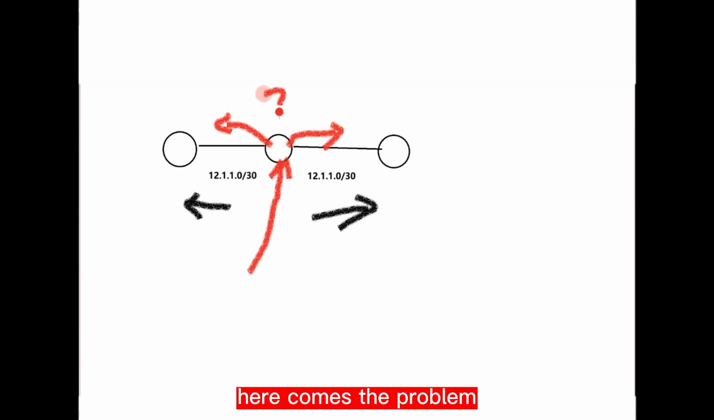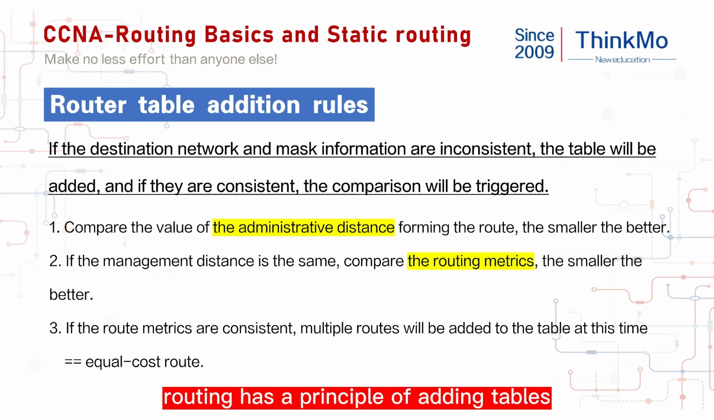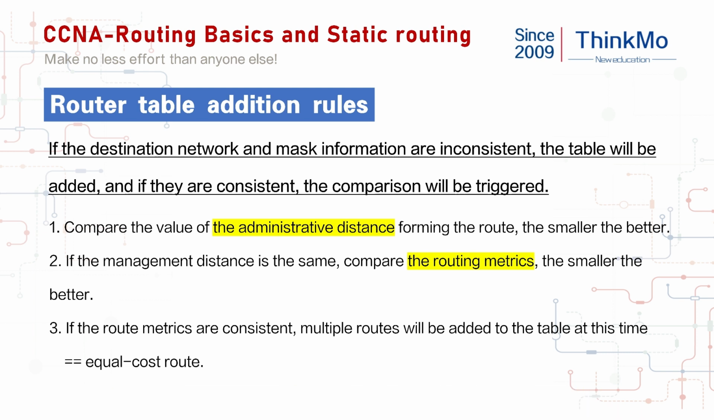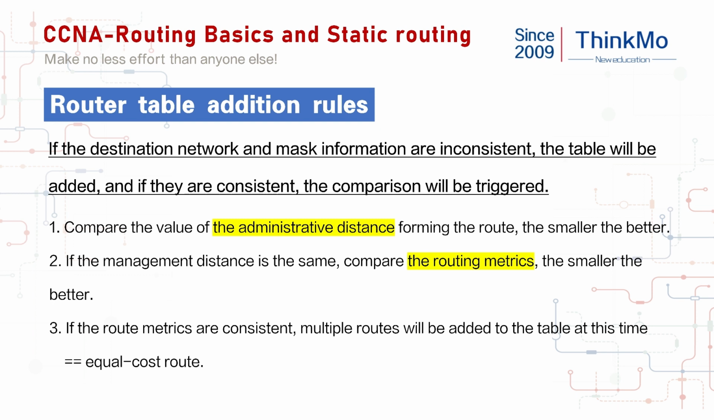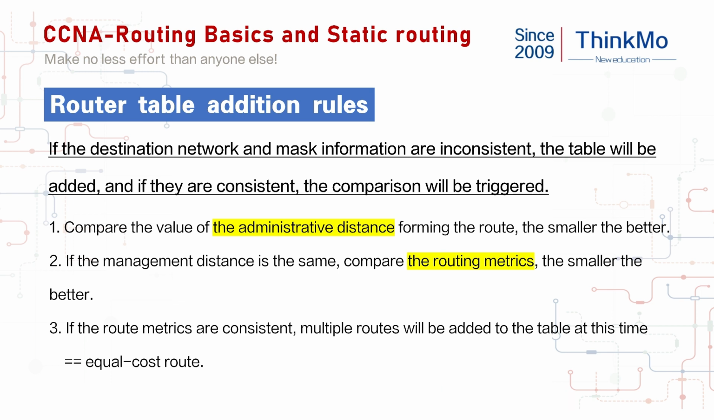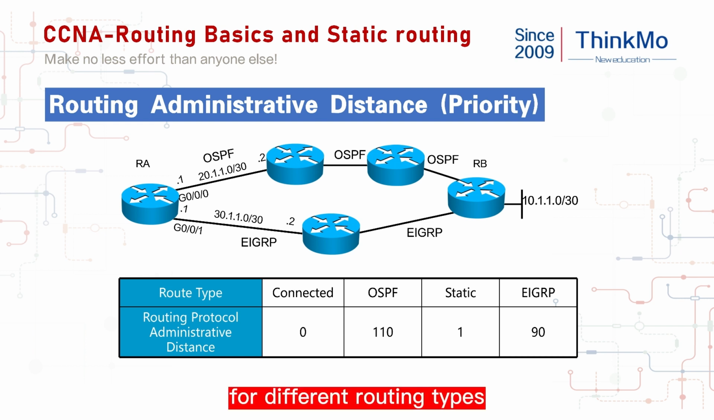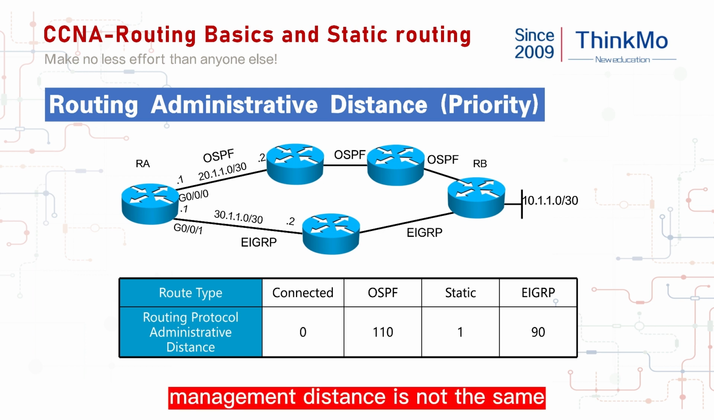Here comes the problem. Everyone must be clear. Routing has a principle of adding to the table: the optimal route is added to the table. We will compare the priority of forming this route, that is, compare its administrative distance. If the administrative distance is as small as possible, the device will believe the smaller one. Actually, for different routing types, they're different learning styles, so the administrative distance is not the same.